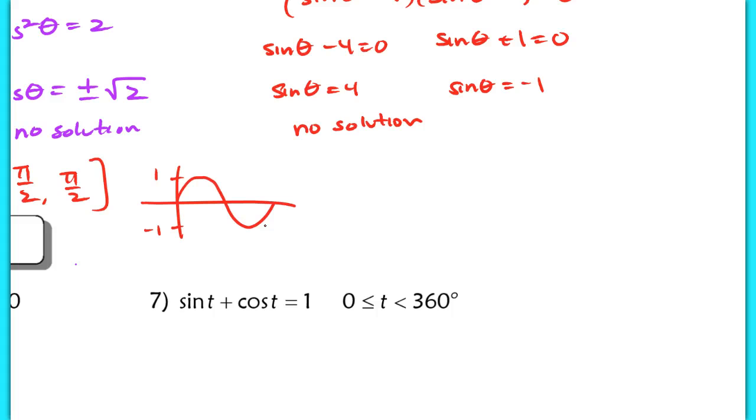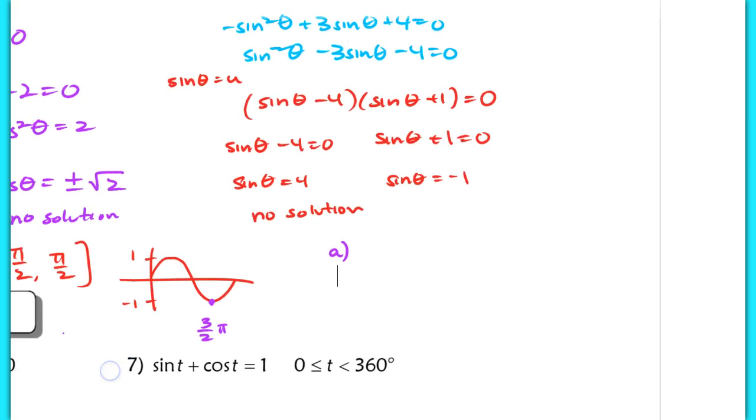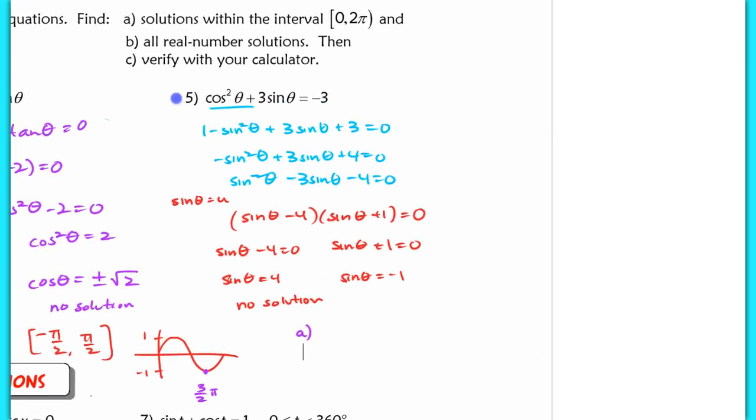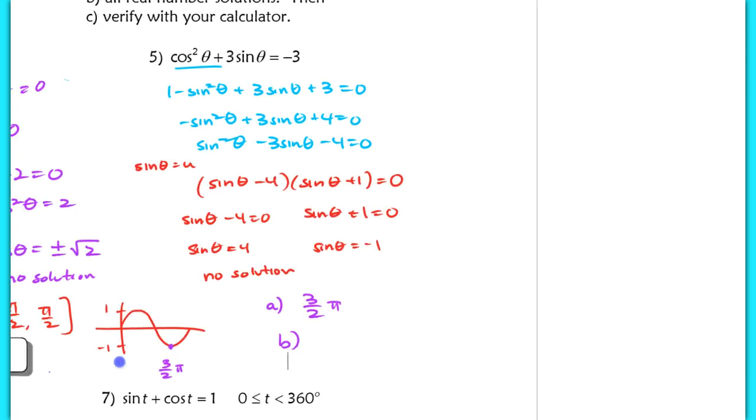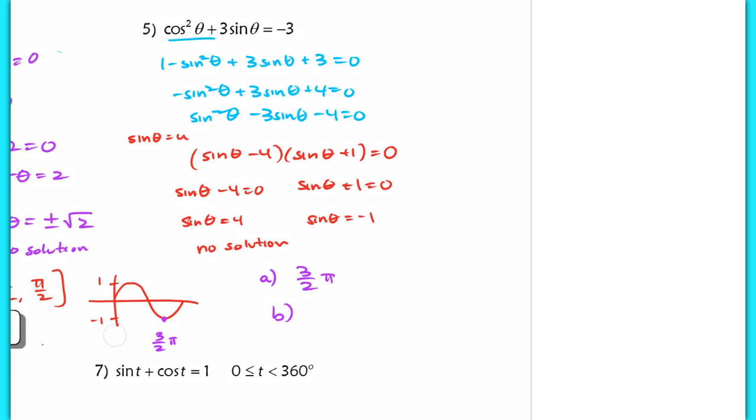Okay. Now, using a graphical approach here to solve sine of theta equals -1, sine of theta equals -1 right here at 3/2 pi. Okay. So for part A here, from the domain 0 to 2 pi, we have 3/2 pi as a solution. For part B, if we want to include all real number solutions, sine of theta has a period of 2 pi, so that means we're going to take 3/2 pi and add 2 pi n or 2 pi k, and that represents all of the real number solutions.